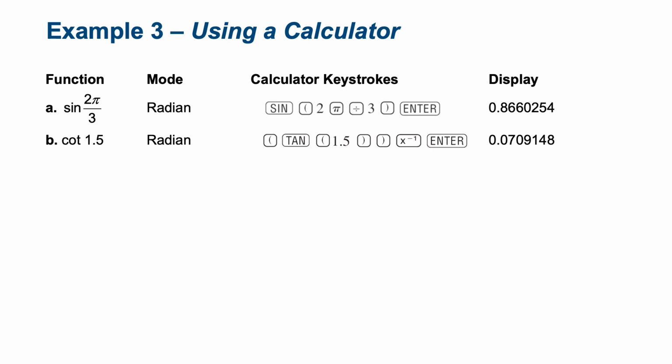Okay, so that's sine of 2 pi over 3. For cotangent of 1.5, I would put tan, then hit 1.5, make sure that I close the parentheses, and then hit x to the negative 1 and then enter. Or you could have written 1 over, and then in parentheses, tan of 1.5.